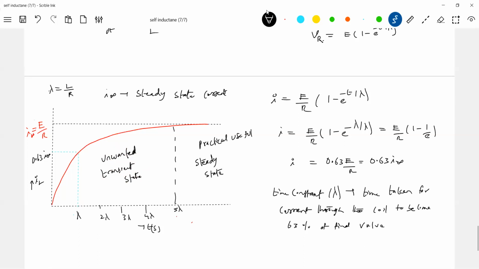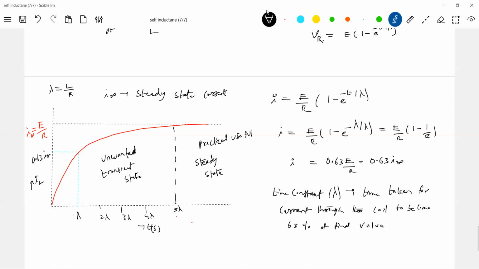When I design a circuit where there will be inductance and resistance, what type of circuit should I prefer? L should be less, R should be more. Then the time constant will be less, and immediately it will come to the practical stage. Practically, the steady state is where we will be using the inductor.